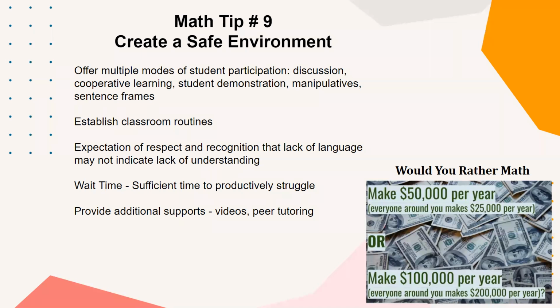The Would You Rather link in the right-hand corner is a great website. They have a ton of Would You Rather math questions. They're leveled by grade, and you could pose one of those questions. This one here is, would you rather make $50,000 per year, or, and then it gives you those examples.